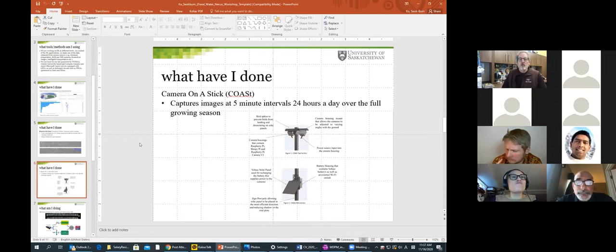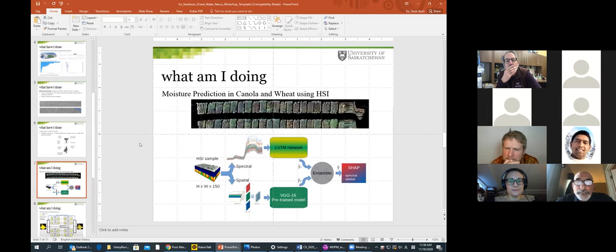We also developed the camera on a stick in the field, which can capture images at 5-minute intervals, 24 hours a day, over the full growing season. And this one shows some pictures of the prototype that we deployed in the field. What I'm currently doing is we try to predict the moisture in canola and wheat using hyperspectral images. As you can see from this one, the samples are fed into two models that we revised and modified. We break down the HSI into spectral and spatial components, and later we combine them together using an ensemble method, and using SHAP, we try to interpret the data.